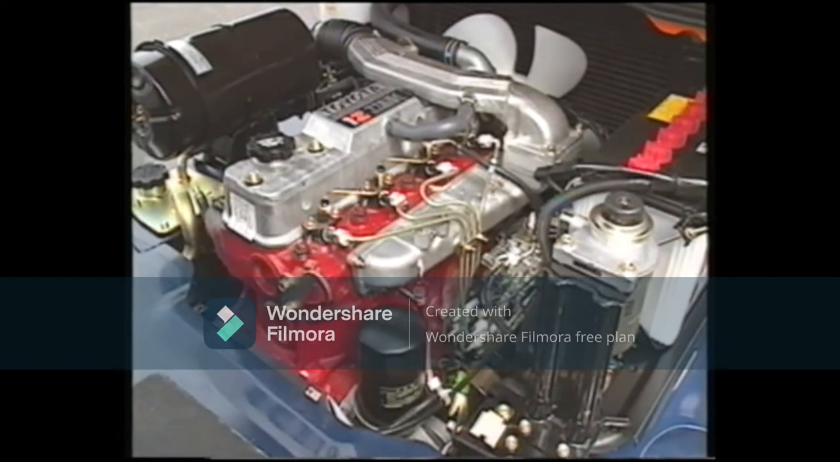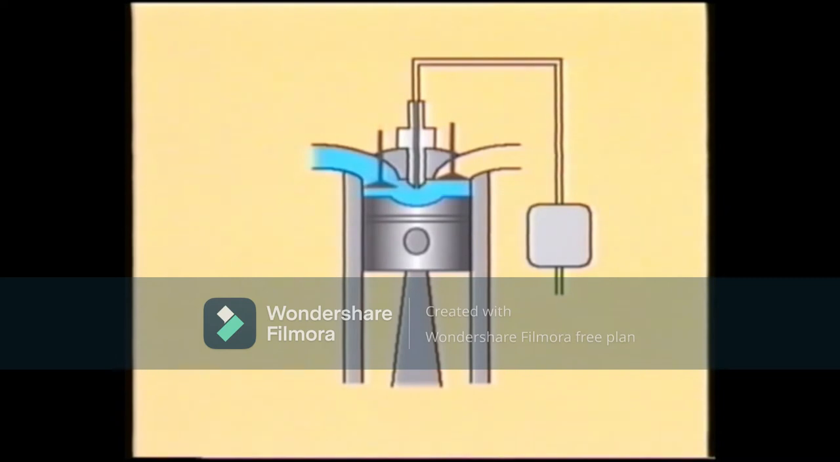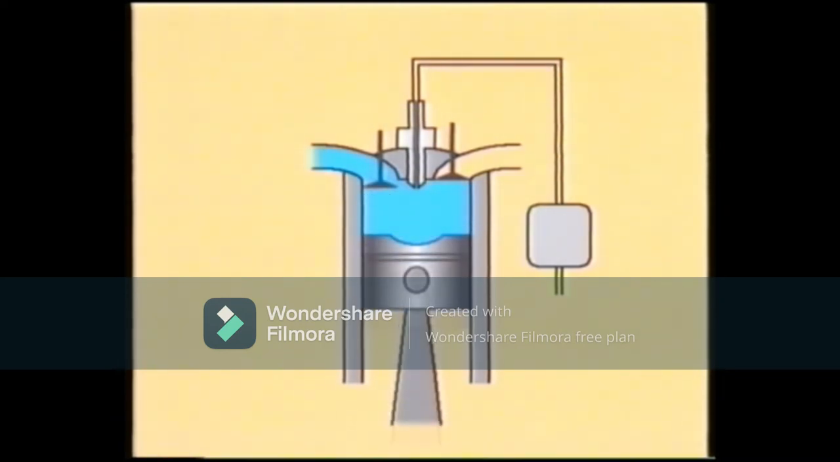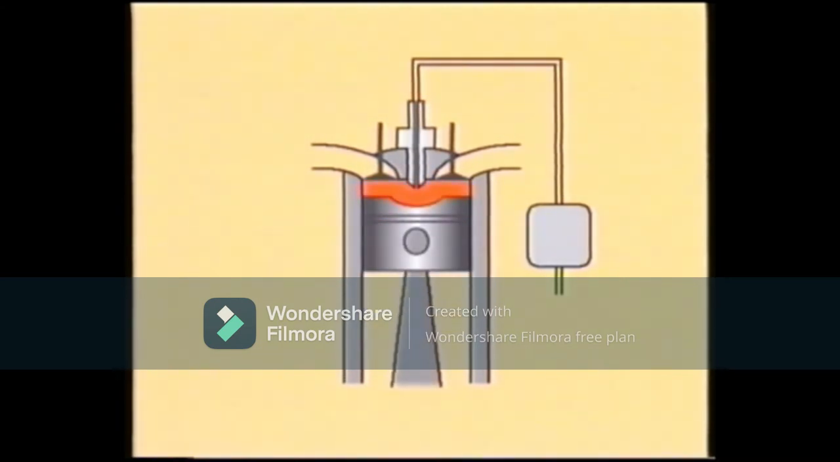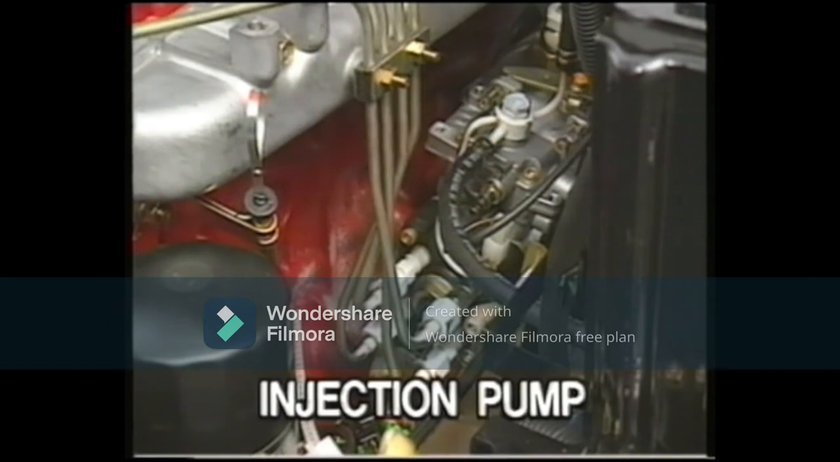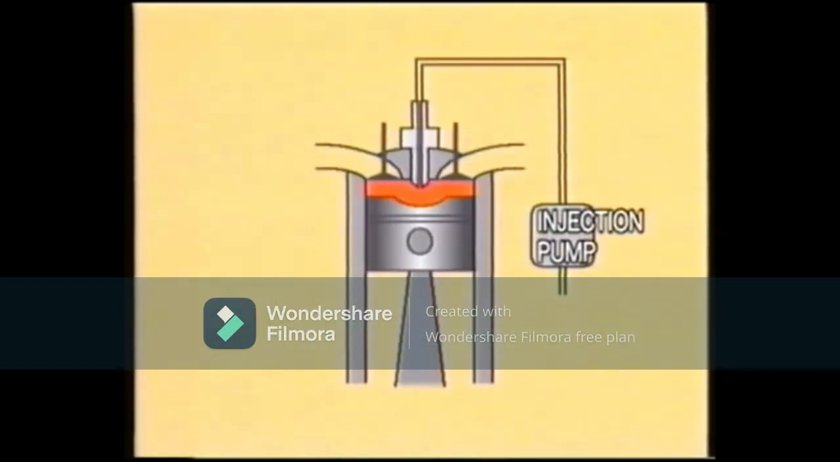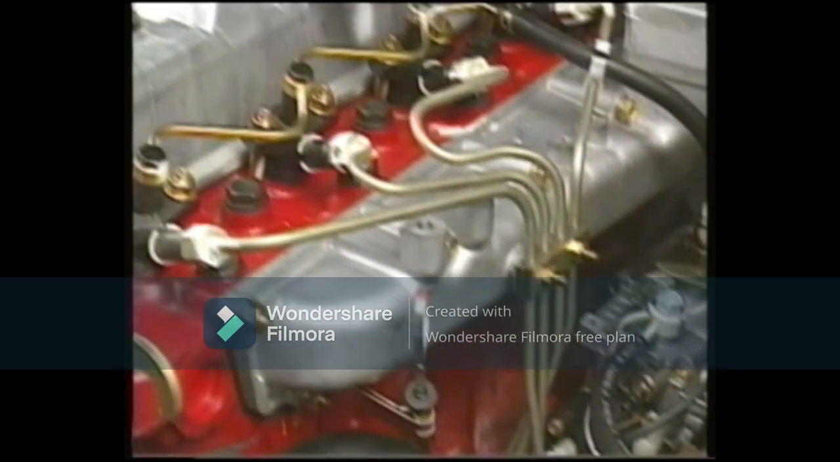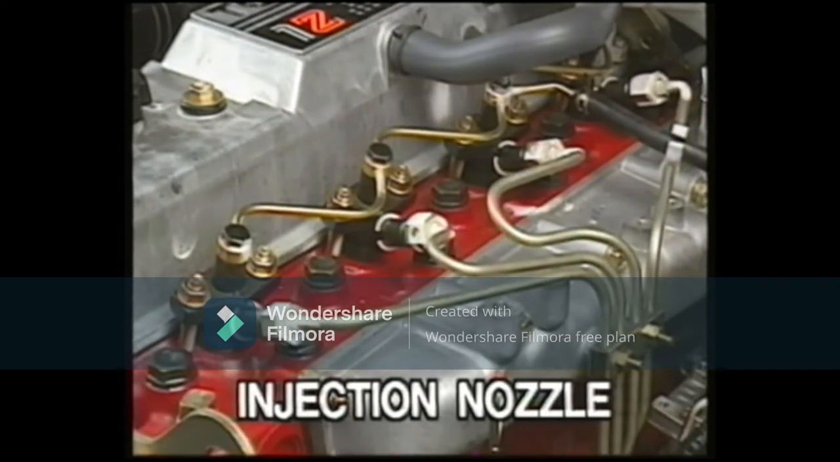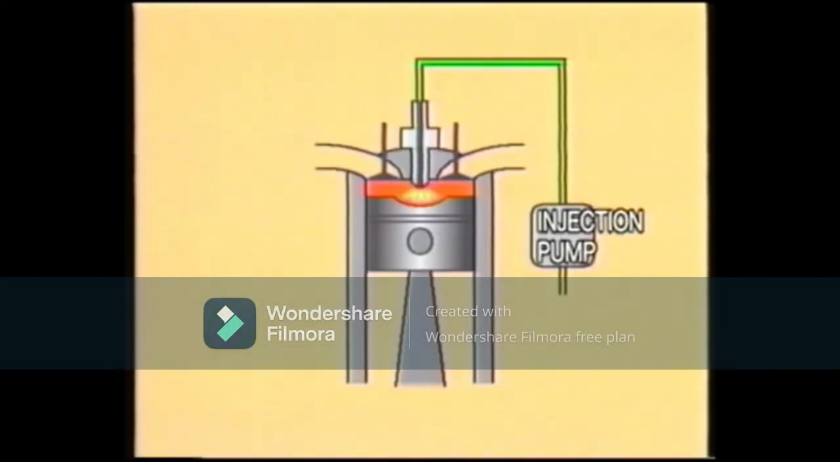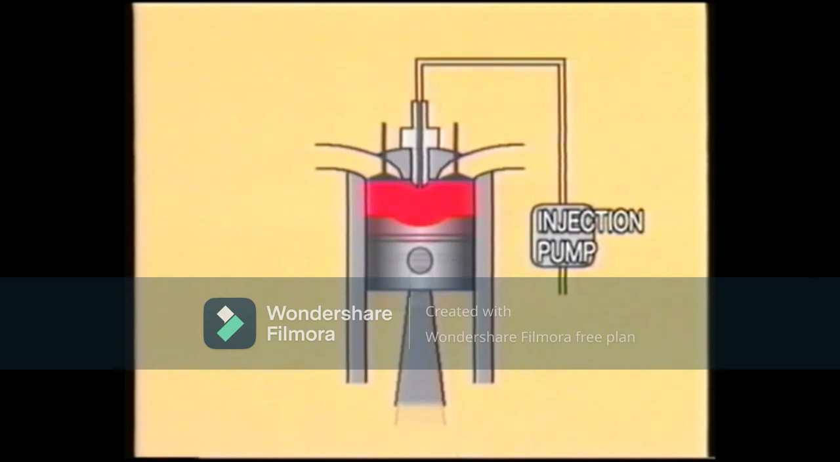In a diesel engine that burns light oil, only air is let into the cylinder, and then compressed by the piston to increase the air temperature. The light oil fuel is pressurized by the injection pump and injected into the hot cylinder from the injection nozzle. When the fuel contacts the hot air in the cylinder, it ignites and burns spontaneously to create the necessary power.